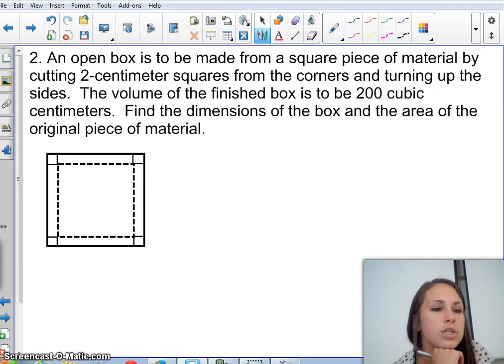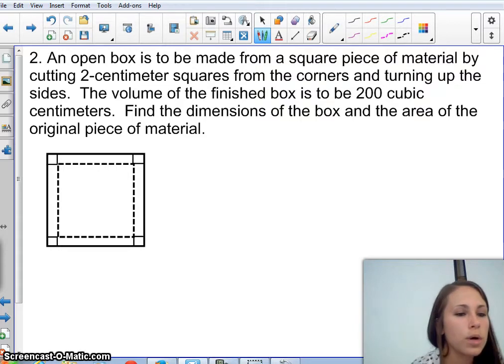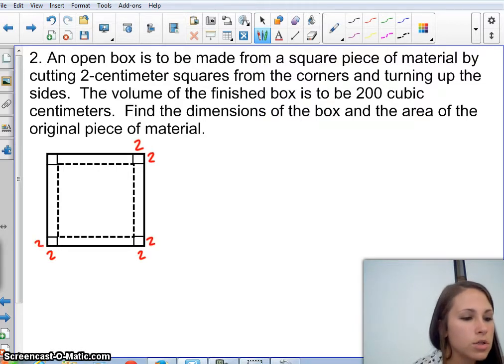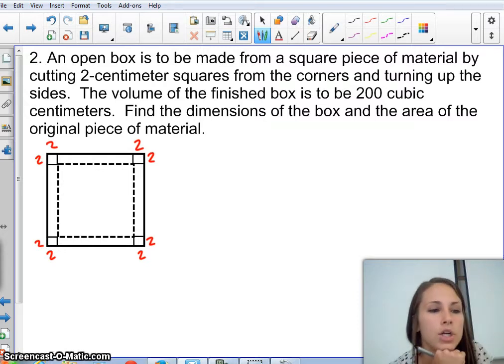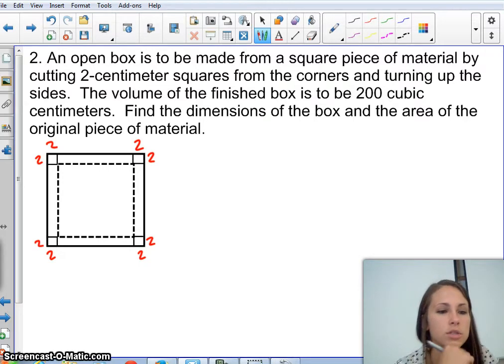Alright, number 2. It says an open box is to be made from a square piece of material by cutting 2 centimeter squares from the corners. So I'm going to go ahead and label all these little squares 2 centimeters, and turning up the sides. The volume of the finished box is to be 200 cubic centimeters. Find the dimensions of the box and the area of the original piece of material.